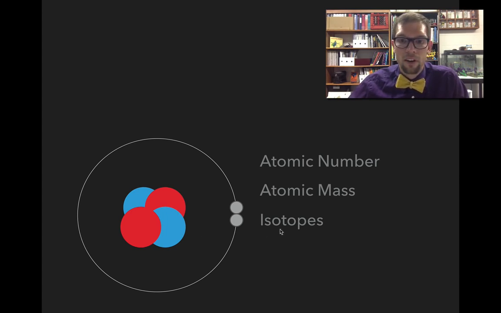Now you may have heard the term isotopes described before. Isotopes are atoms that have the same atomic number, so it's going to be the same element, but with a different atomic mass. If it has the same atomic number, that means it has to have the same number of protons, but if it has a different atomic mass, that means that the neutrons must be varying in these structures.